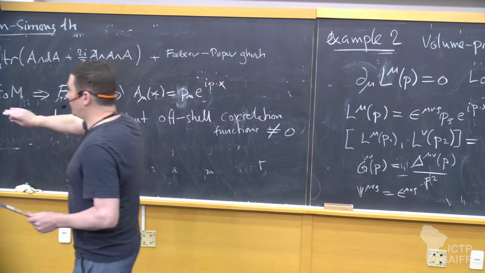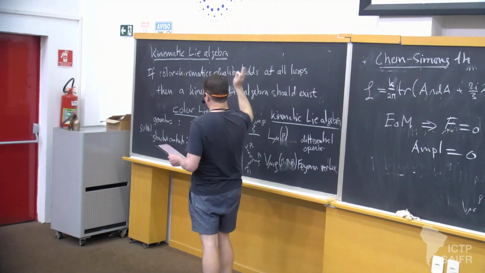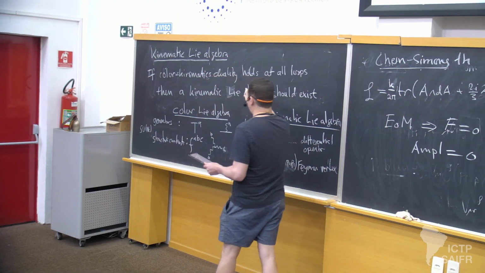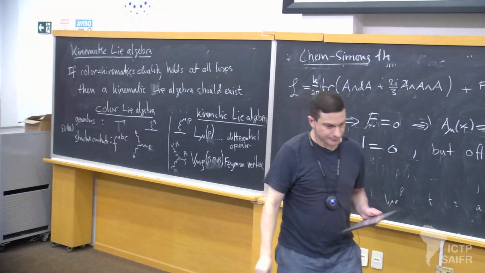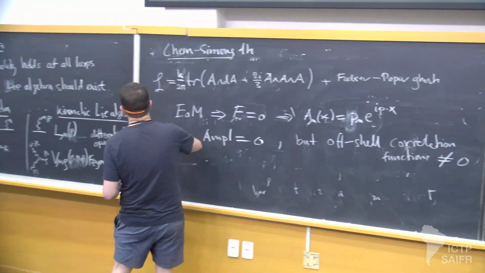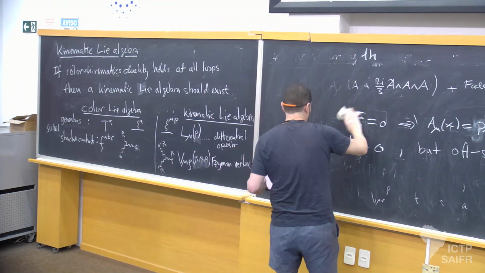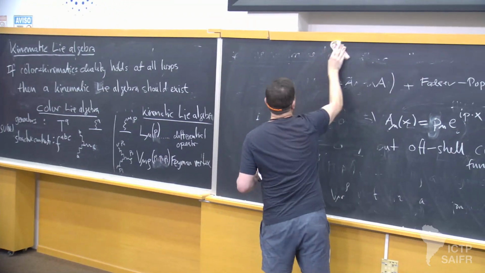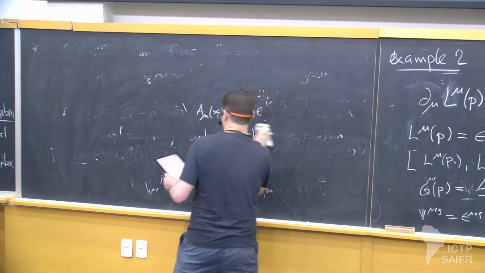It works to all loop orders. And the statement I made here is correct for this case, that there is color-kinematics duality to all loops, and there is a kinematic Lie algebra as well. Let's talk about another case which also works to all loops, which usually we don't talk too much about because it's trivial.